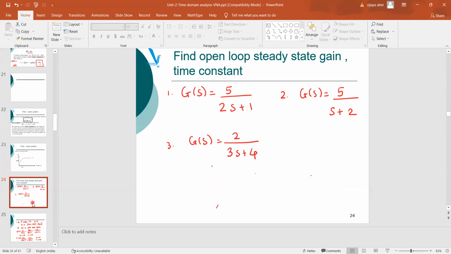Find open loop steady state gain and time constant. First example. Students, you are supposed to write this. Students, please write all these equations for first order system. G of s is equal to 5 divided by 2s plus 1. Second numerical, second transfer function for first order system, G of s is equal to 5 divided by s plus 2. Third transfer function for first order system, G of s is equal to 2 divided by 3s plus 4. So have you written this?